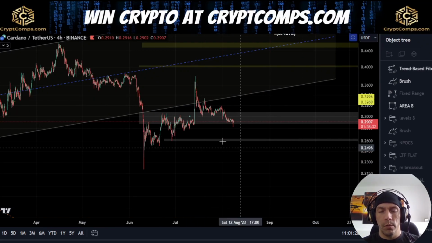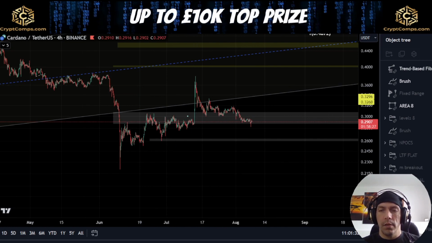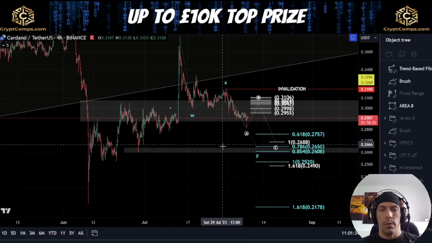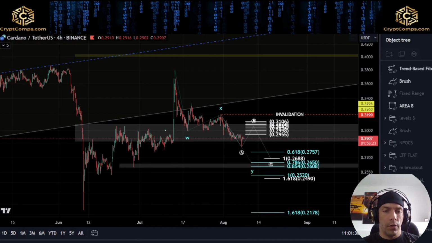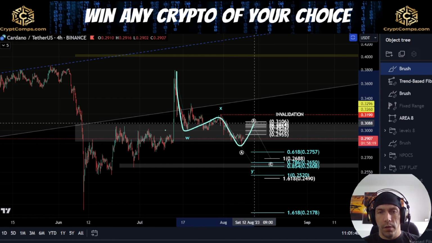Now, if this move is also not completed to the downside here, what we could see more locally is the potential that this is in a bigger W, X, and a Y. Now, looking at the structure that we have here, this could be W, this could be X, and we could be looking at this as ABC.